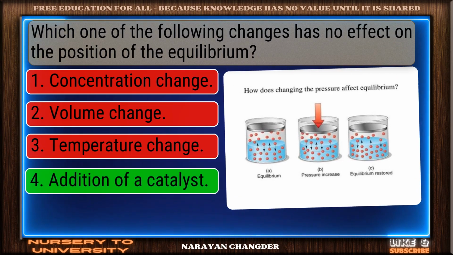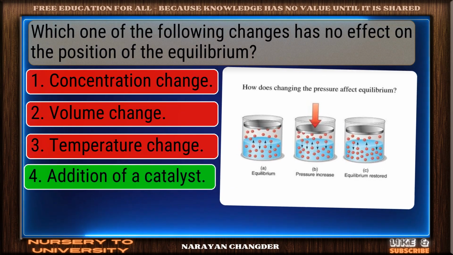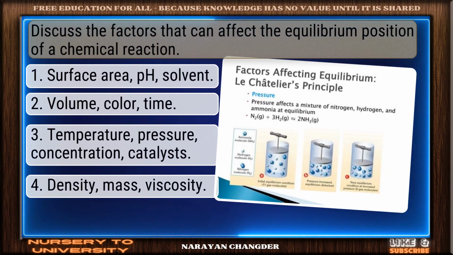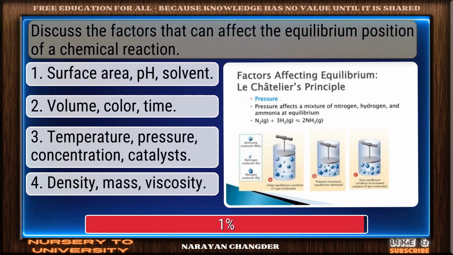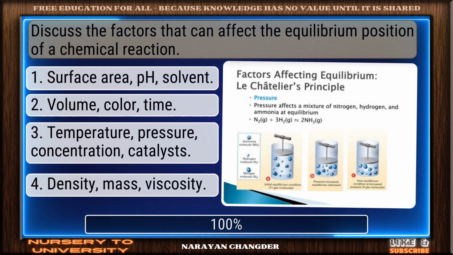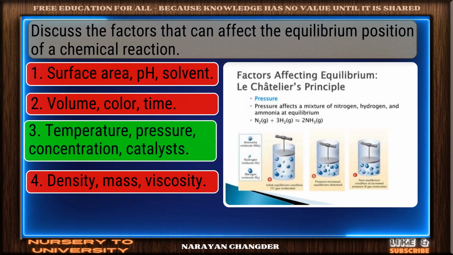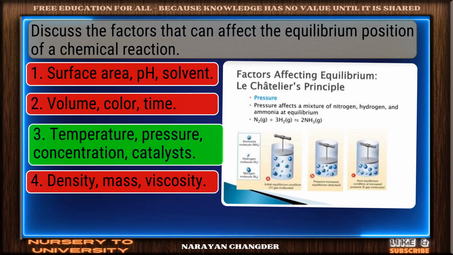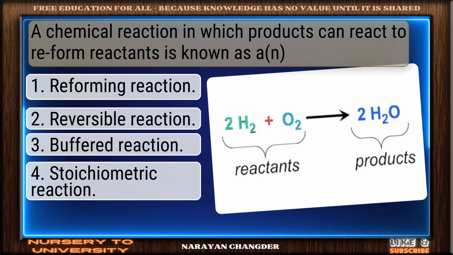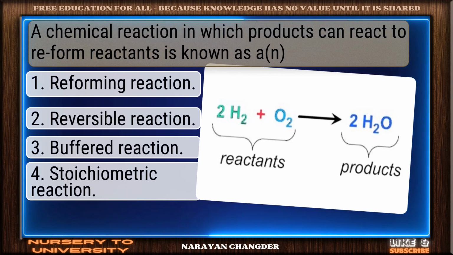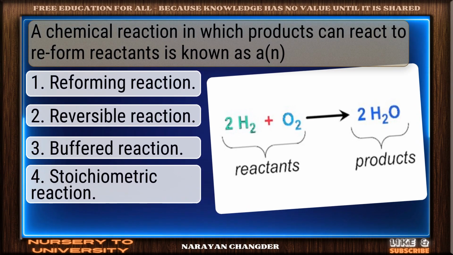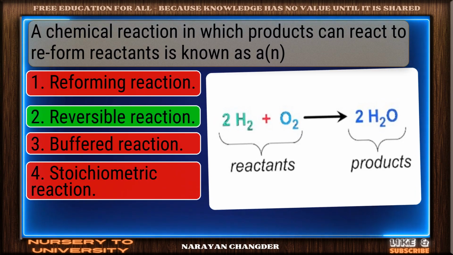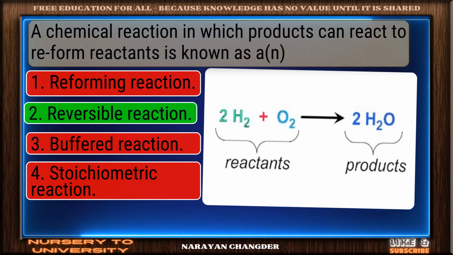You got it. Your choice, addition of a catalyst, is right. Discuss the factors that can affect the equilibrium position of a chemical reaction. Perfect. Temperature, pressure, concentration, catalysts is the correct choice. A chemical reaction in which products can react to reform reactants is known as a... On track. Reversible reaction is the correct answer.